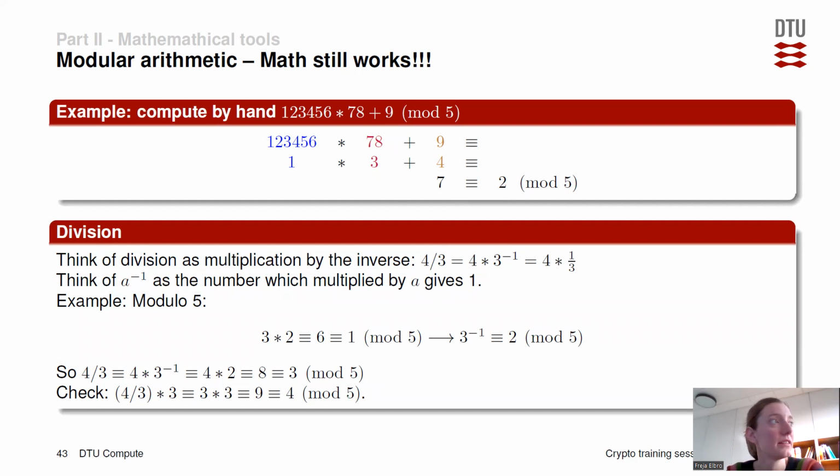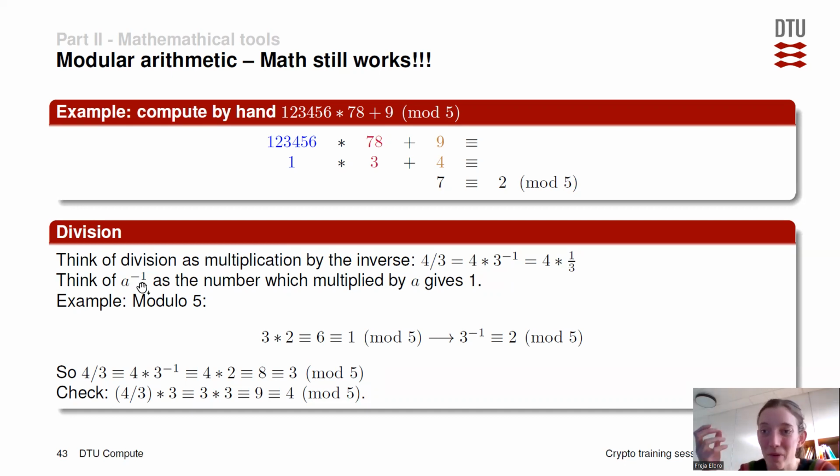Division is exactly the same as what you're used to if you think about it in a specific way. I want you to think about the division that you're used to as multiplication by the inverse. So if I want to say 4 divided by 3, think of that as 4 multiplied by the inverse of 3. And with regular numbers, that should be 4 times 1 over 3. Okay, so far so good. I hope you can think about division this way.